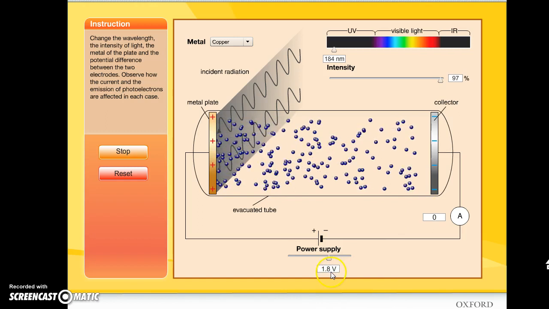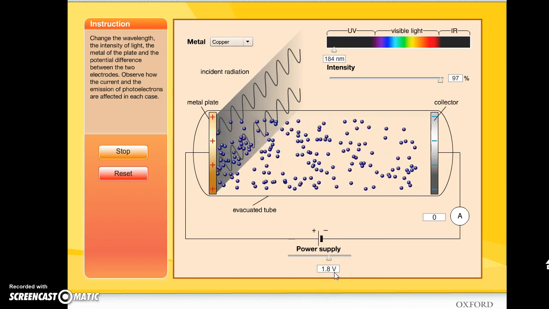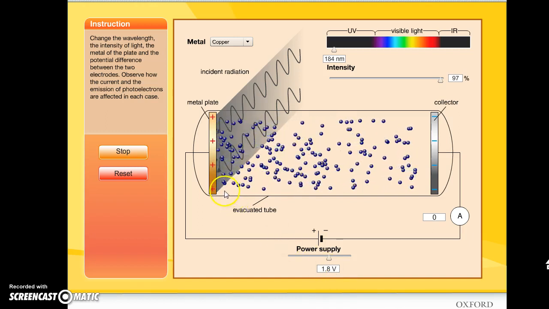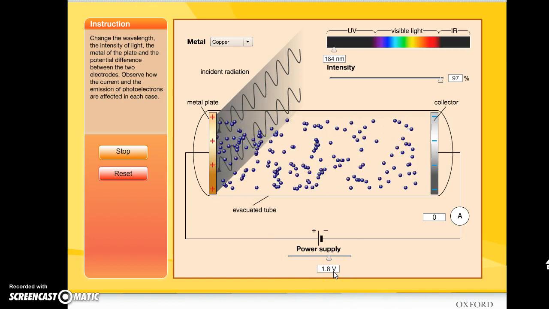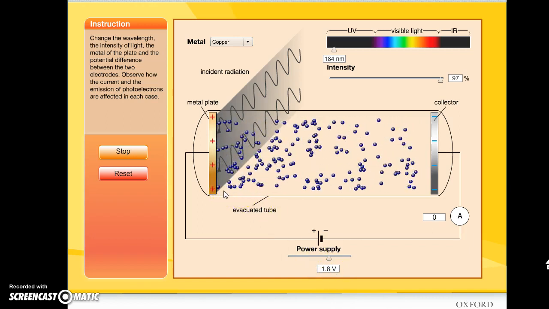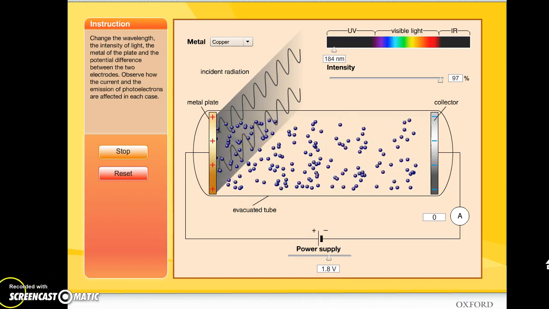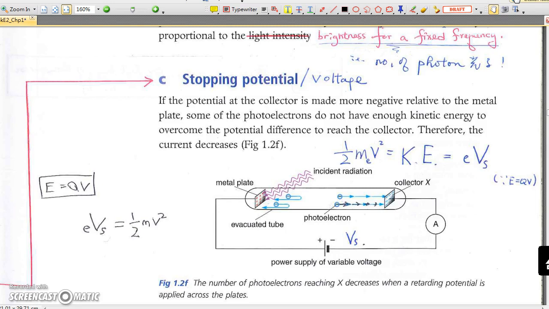In this way, the voltage supply, here it is 1.8 volts, may let you calculate the maximum kinetic energy of the photoelectrons. We may use this voltage to calculate the kinetic energy of the most energetic photoelectron. And how to do this? The calculation is simple and straightforward. This is the kinetic energy of the most energetic electron, half mv squared. And this energy is just enough to go through the potential difference Vs, the potential that we apply. You can see, if you know Vs, you should be able to calculate the kinetic energy and even the speed of the most energetic electron.